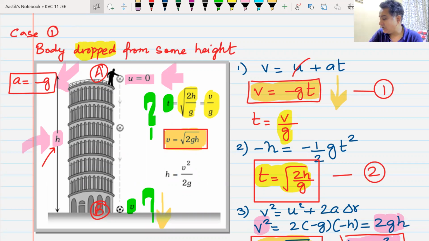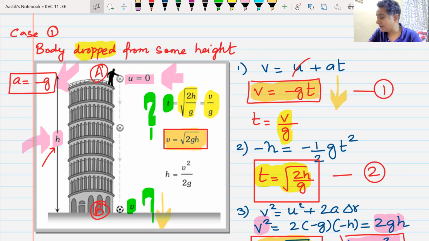In today's class, we'll do the opposite of that. What do you mean by opposite of that? Instead of dropping the ball from the top of the tower, what we are going to do is throw it from the ground, and we are going to throw it up from the ground.